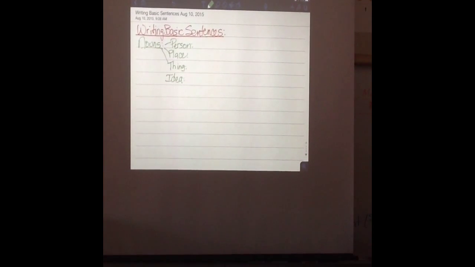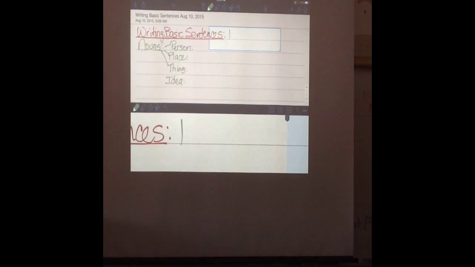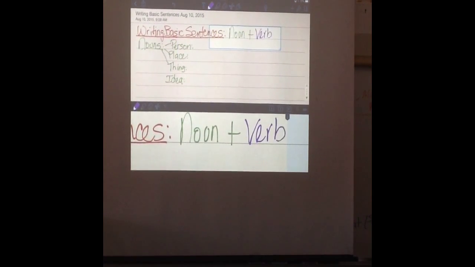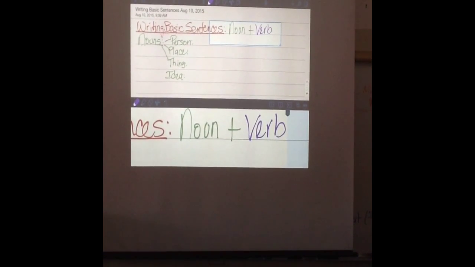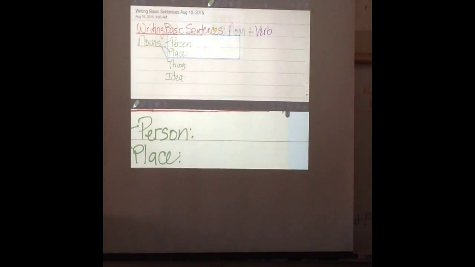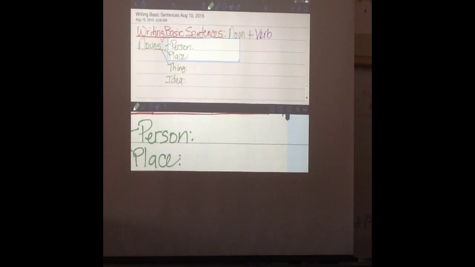A sentence must have, what do you think it must have? It must have a noun plus it must have a verb. Everybody, a sentence must have a noun plus verb. Nice work. So, a noun is a thing, or it could be a place, or it could be a person, or it could be an idea.